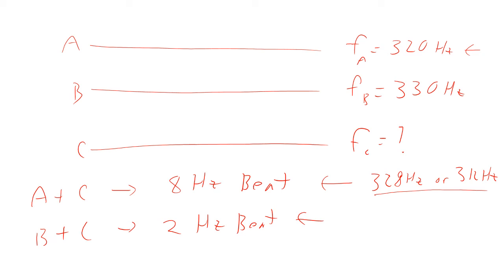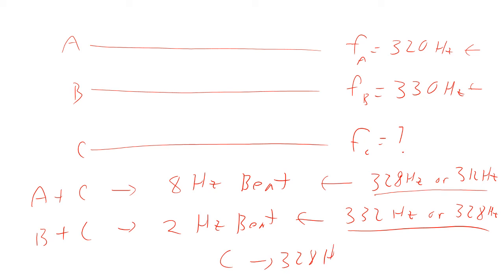What is 2 hertz beats different from C? Now, C is 330 hertz, so that means it could be 2 hertz above, so 332 hertz, or 2 hertz below, 328 hertz. So the question is, what is C? 328 hertz.